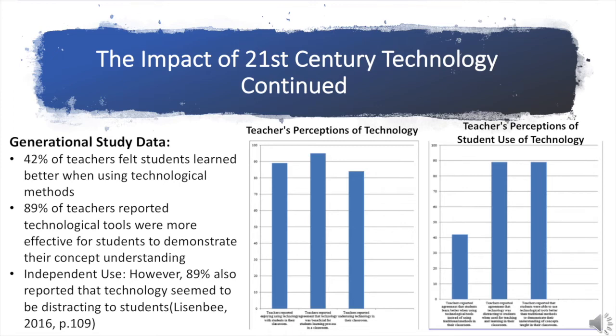And also, when it comes to independent use, it was actually surprising to find that although there were such high percentages with students learning through technology and also displaying their understanding, 89% actually reported that technology seemed to be a little bit distracting to their students.